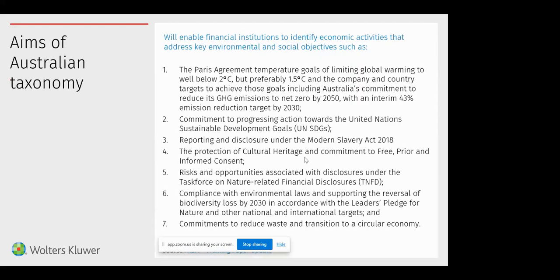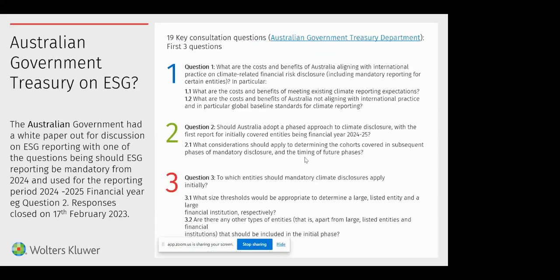There is an Australian taxonomy that's going on at the moment, where there are discussions on how it's going to be deployed. It's still in the initial phase, but they hope to announce something towards the end of the year. The government did some reporting on ESG, and they did a survey earlier this year, where the responses were due in the middle of February. And here are a couple of examples.